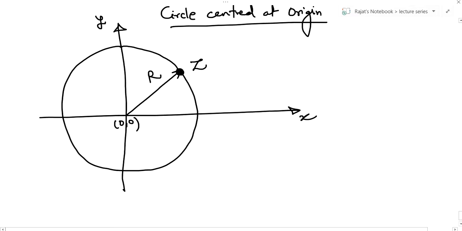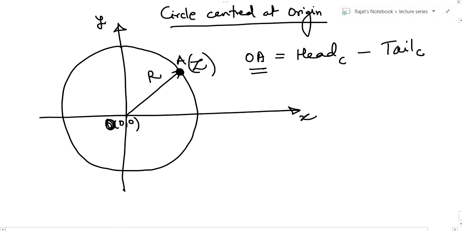Now what to do? The idea is very simple. If I call this origin as O, and this general point as A. If I want to write OA, we use the same concepts that we have used in vectors. You're starting from O and going to A. So basically you write head coordinate minus tail coordinate. So head is A, tail is O. So this will be coordinate of A minus coordinate of O. Coordinate of A is nothing but Z. Coordinate of O is 0. So OA can be written as Z.